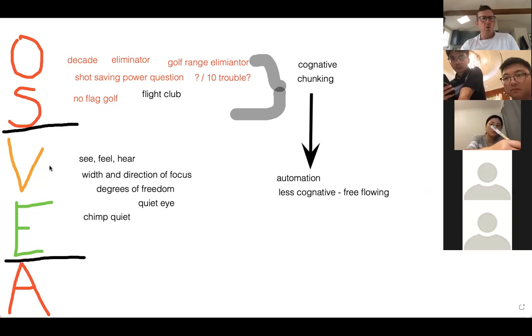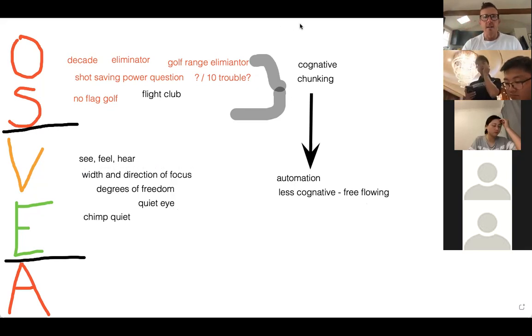So using visualization to see the shot, feel the shot, hear the shot, and using sports psychology, cognitive psychology interventions to keep the negative voice quiet are all very helpful ways that we can be more free flowing. And like I said, the academia that we want to look at is width and direction of focus, degrees of freedom, and quiet eye.